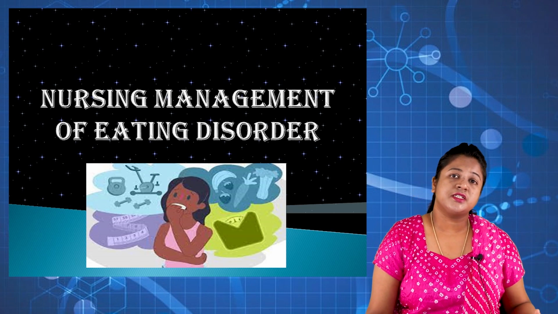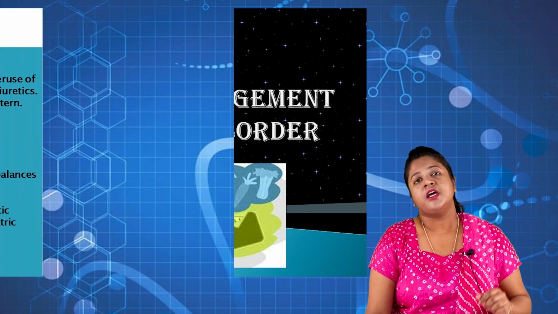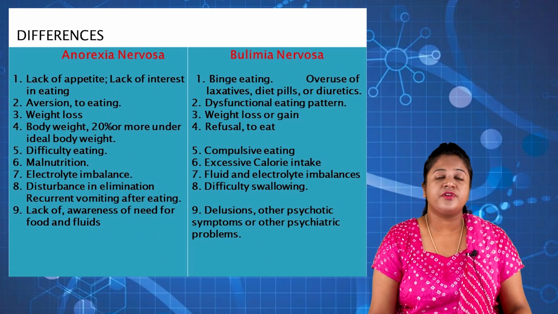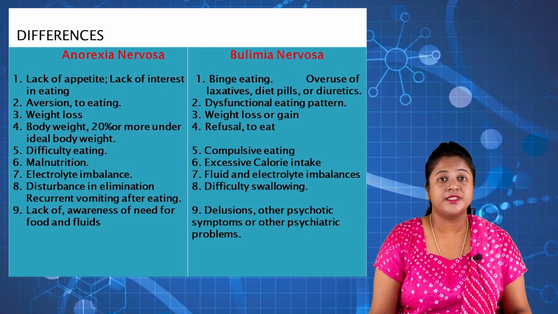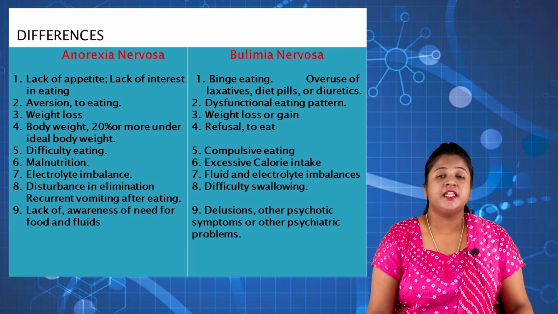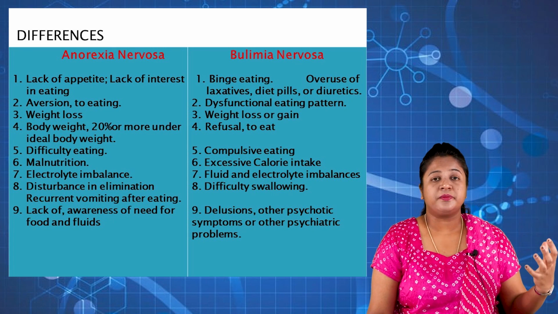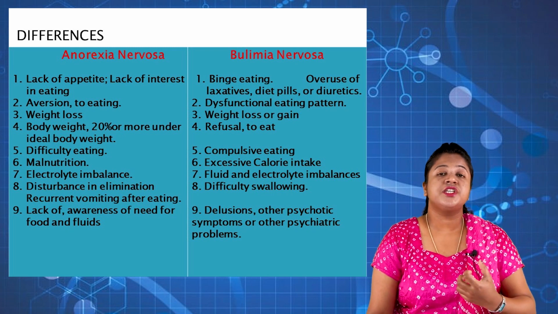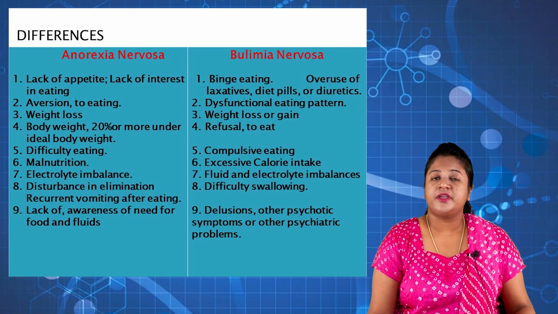Before going to the nursing diagnosis and assessment, let us see the differences between these two conditions. What is anorexia nervosa and bulimia nervosa? In case of anorexia nervosa, there is a lack of appetite, or we can say a lack of interest towards the diet or towards eating. In case of bulimia nervosa, there are episodes of binge eating, that is, the person eats a particular meal or food within a short span of time. And also, because of binge eating, there is a compensatory mechanism, that is, the overuse of laxatives, or using diet pills or diuretics.